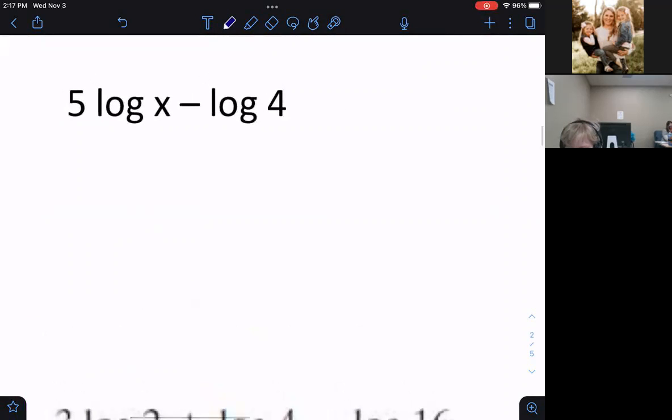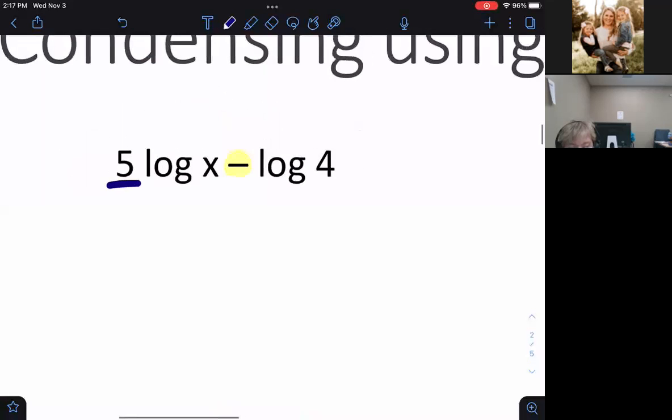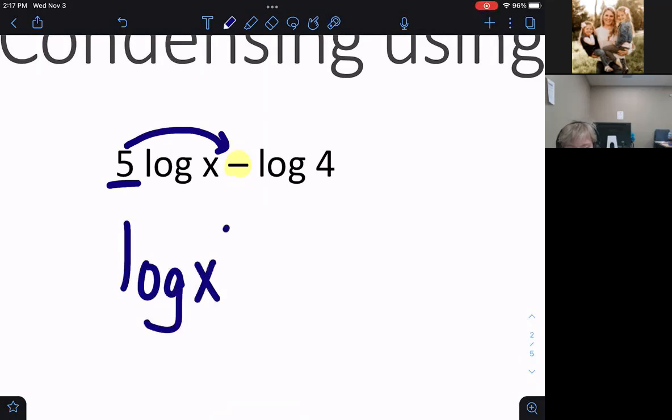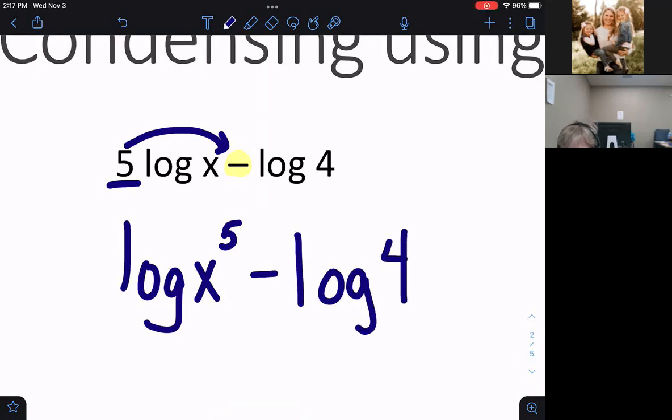So when I look at this one, I notice this 5 sitting out front. I also notice the minus sign here in the middle. So those 2 things lead me to condense using both the power property and the quotient property. So I'm going to simplify the power property first. This 5 is going to get brought up only to the log that it's attached to. So log of x to the 5th minus log 4. So that's our first step.